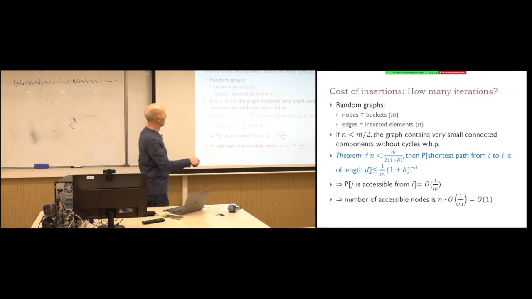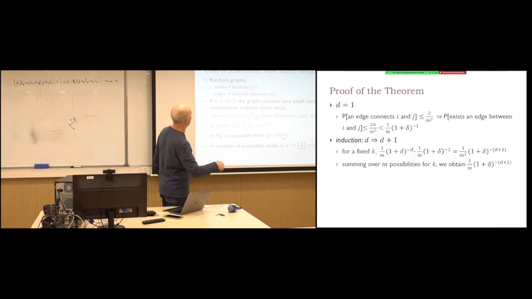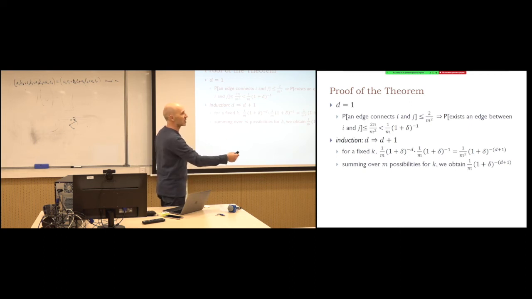So this is very easy to prove by induction. I think I put the proof here. It's a trivial proof by induction. So the basis of induction is d equals 1, which means just one step. So what is the probability that we have an edge which connects i and j?